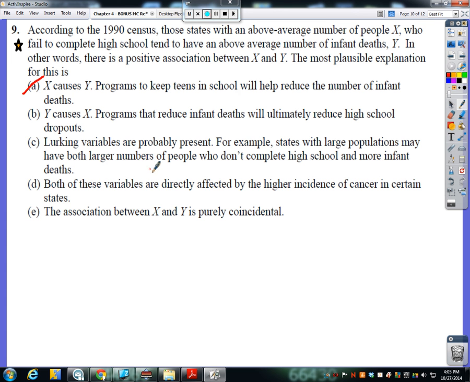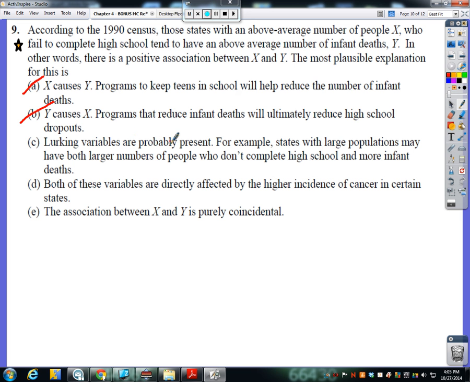Y causes X, that dead babies cause teens to drop out of school. Well, that sounds like a pretty plausible reason why someone would maybe want to drop out of school. Like, well, I just had a baby and it died, and man, I can't carry on my education anymore. But would that cause 100% of those? Like programs that reduce infant deaths will ultimately reduce high school dropouts. I don't think that's really true.